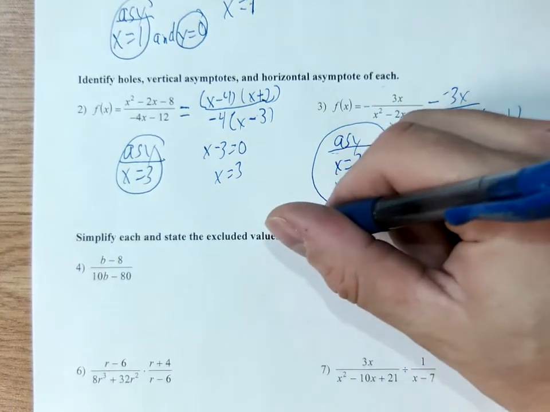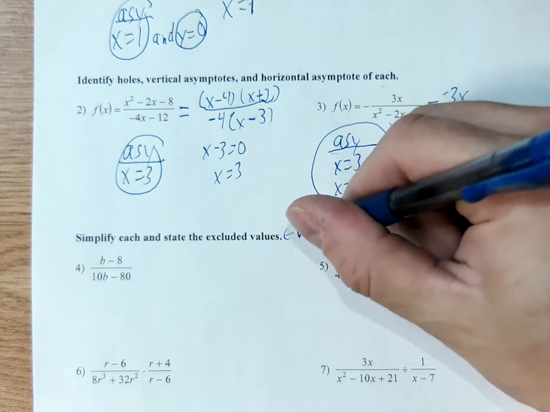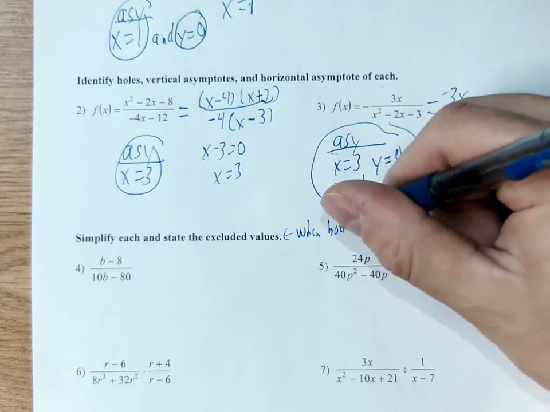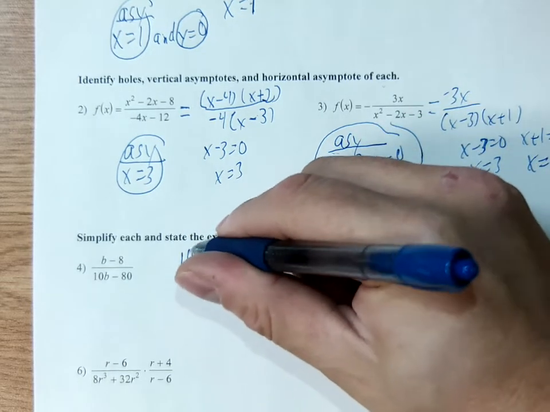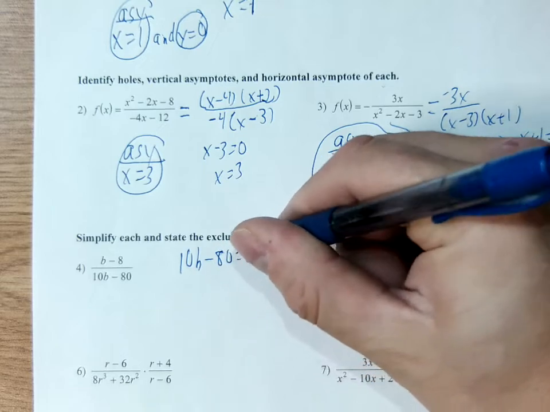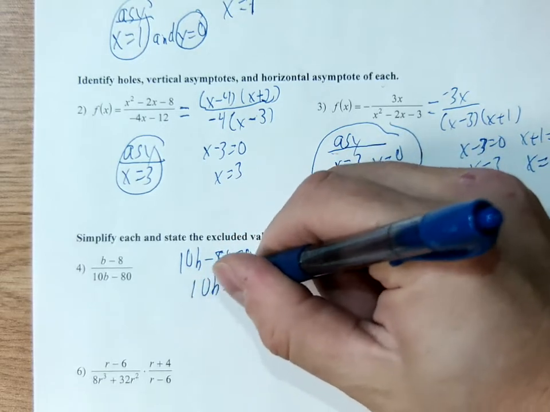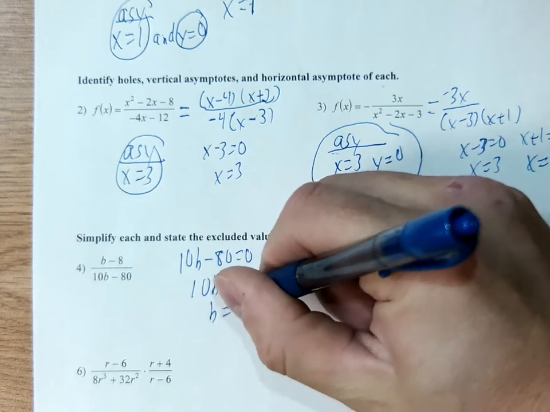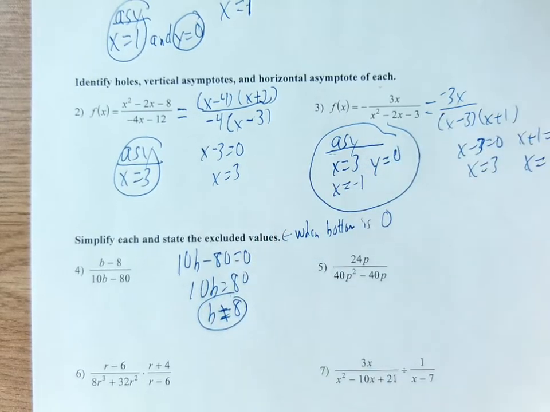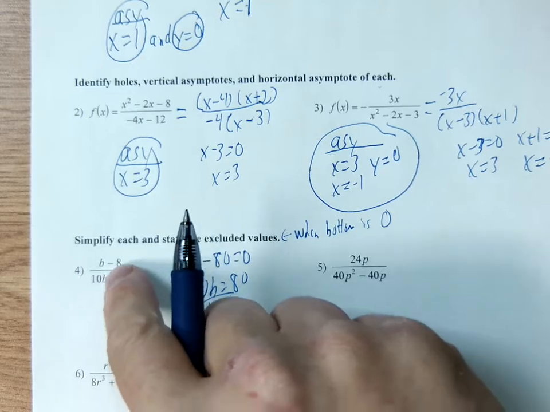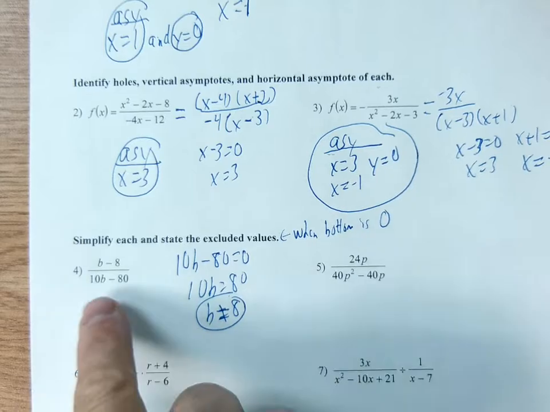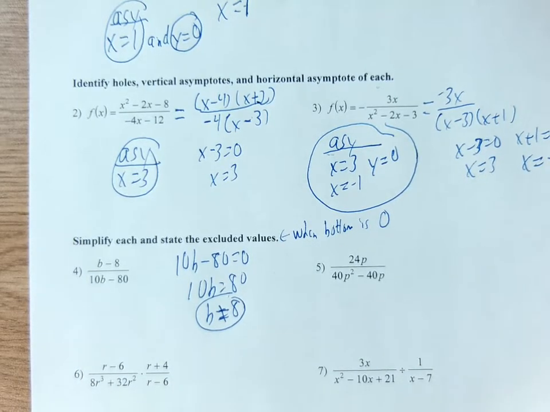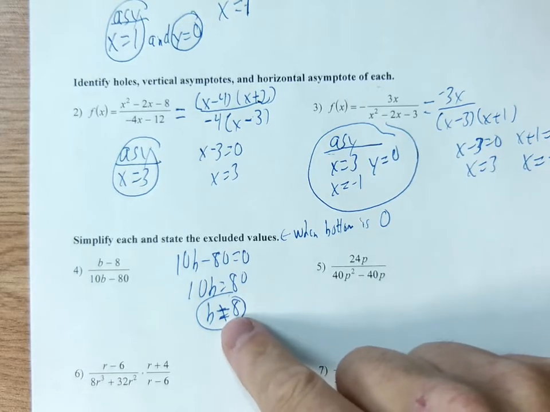The excluded values are when the denominator equals 0. When the bottom is 0. So all I have to do is set 10b minus 80 equal to 0. Add the 80 over. Divide by 10. B cannot equal 8. B can't equal 8 here. That is also a hole on this function. I shouldn't say function, it's not continuous. On this expression. It's also a hole here if it was f of x equals. And yeah, b can't be 8.